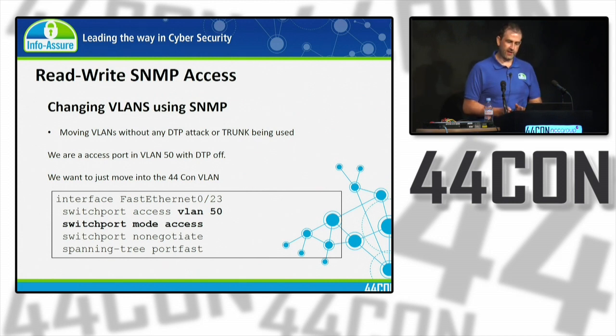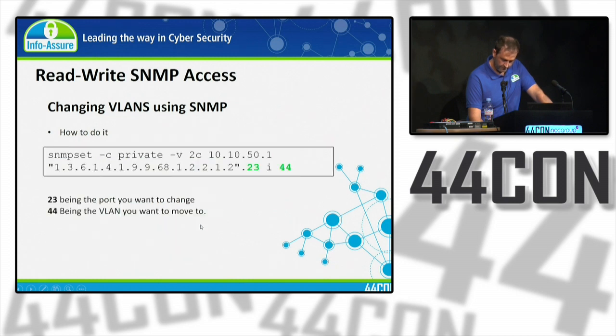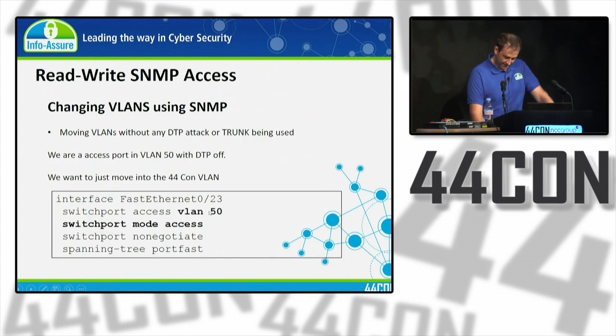Unlike normal DTP attacks, using SNMP we can also move it into another VLAN. So rather than just making it a trunk, we can flip it into a different VLAN. In the example here, again, it's a port where DTP attacks wouldn't work. It's an access port, and it's in VLAN 50. There is a VLAN 44, strangely enough, and we want to move into this port.